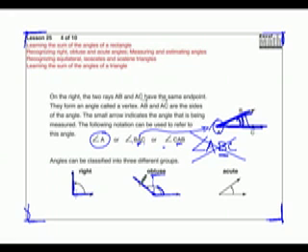Obese is big, so this is an obtuse angle. And this is a cute little angle because it's actually smaller than a right angle. Here's where a right angle would be. It's kind of closed, a little bit more closed than a right angle, so that's a cute little angle.